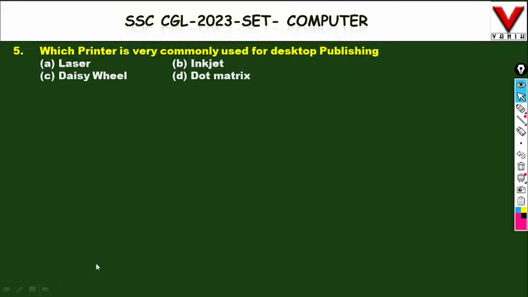Next question: which printer is very commonly used for desktop publishing? Desktop publishing means DTP. In a DTP package, which printer is responsible for printing? Laser printer, accent printer, decimal printer, and dot matrix printer. So obviously the answer is laser printer.